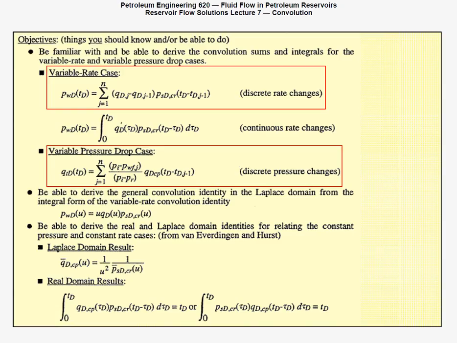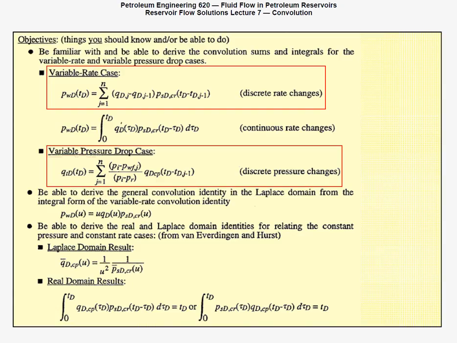I know these variables are unfamiliar to you. You see a PWD, and that means the variable rate wellbore pressure, and then you see a QTD, and that's the total rate from multiple pressure drops. So that's the sort of way we're looking at that. Now, questions or comments about this?